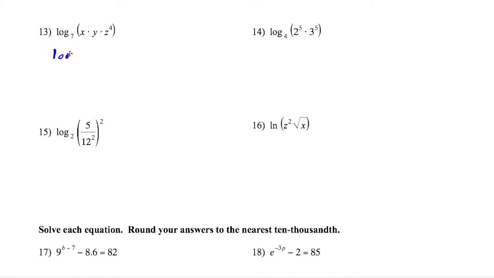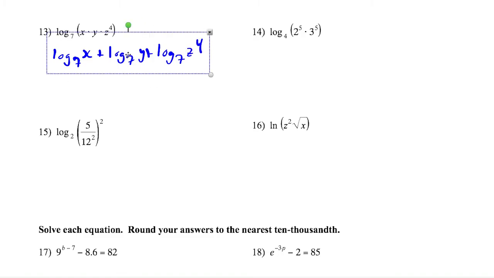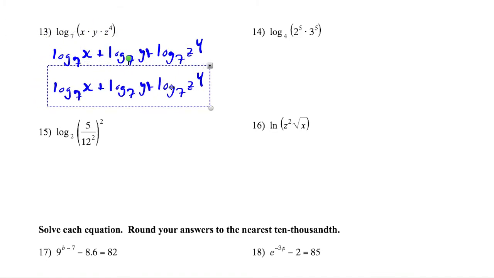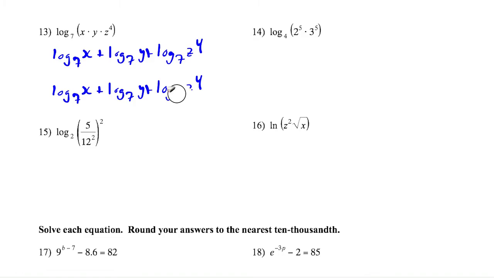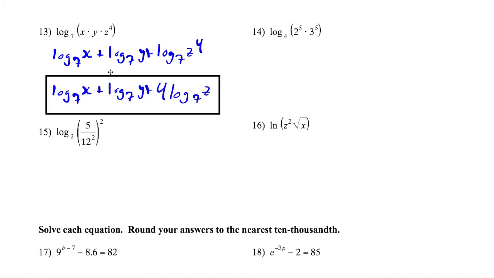So this is tedious. Log base 7 of x plus log base 7 of y plus log base 7 of z to the 4th. But of course that z to the 4th can come down, so if I can just copy this, save myself the time, that'd be nice if we could do that on the test. The first 2 terms stay the same, but this has an exponent, so we get 4 times log base 7 of z. And that is our answer in quite sloppy fashion.